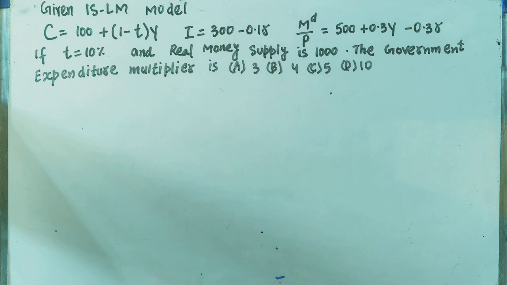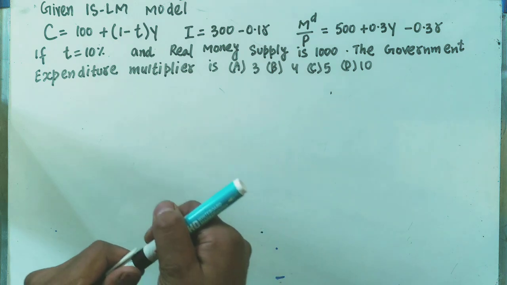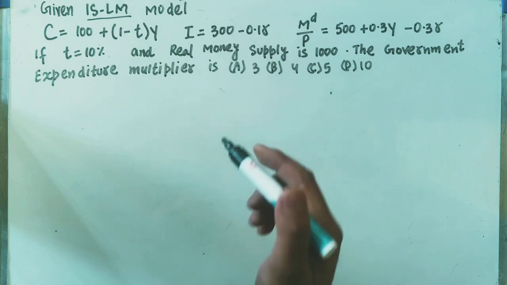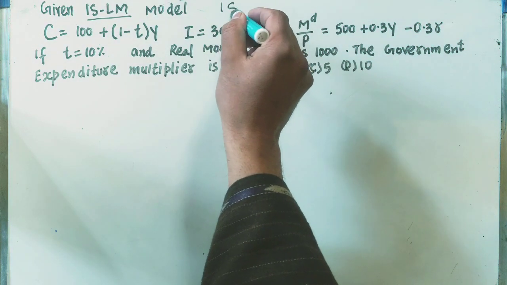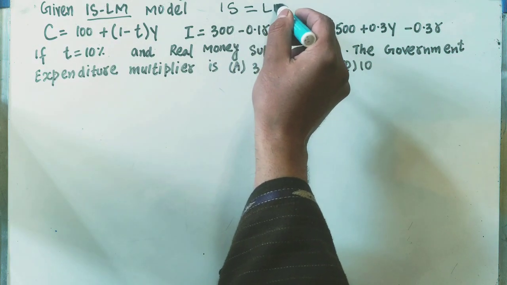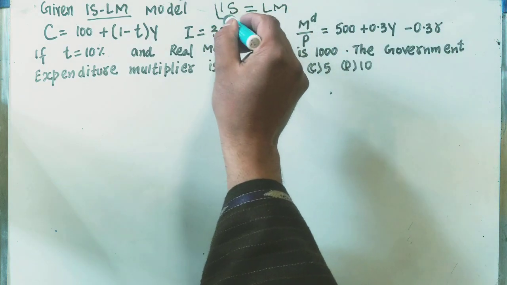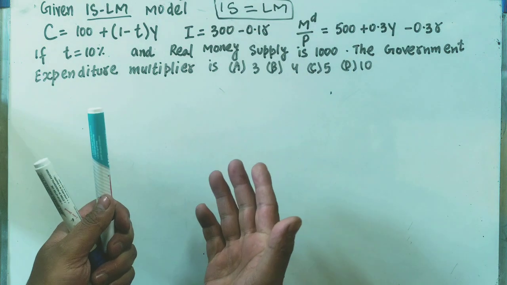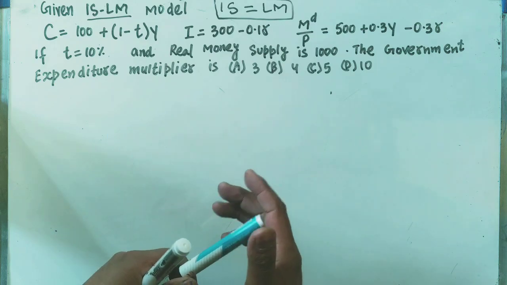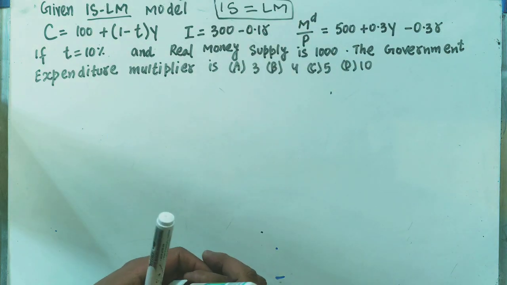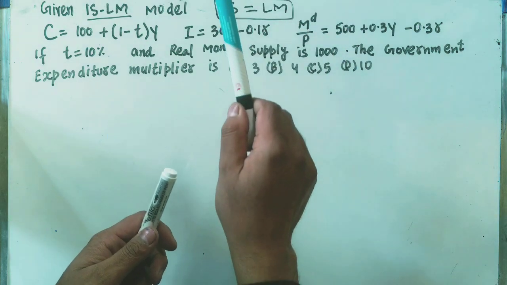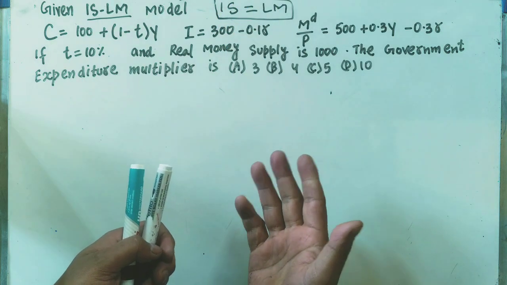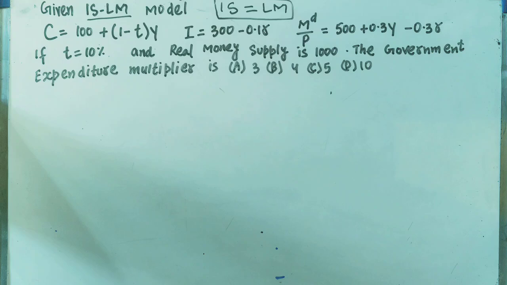Okay, now since we have the IS-LM model, we know that at equilibrium IS should be equal to the LM. That means for simultaneous equilibrium, investment savings should be equal to the LM equation. That is, goods market and money market should be in equilibrium simultaneously.